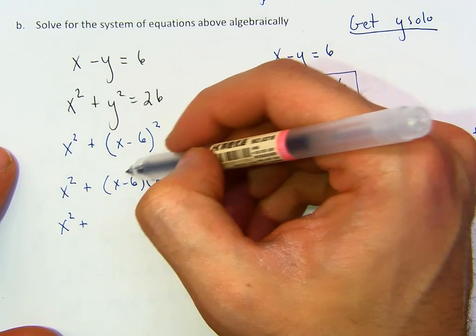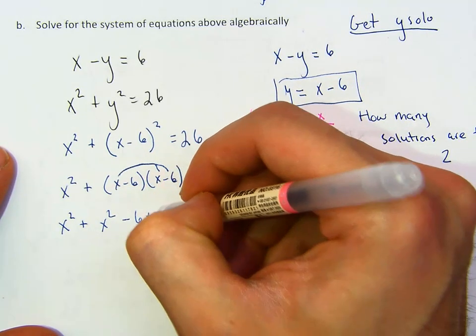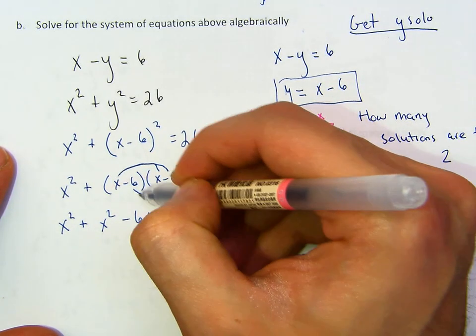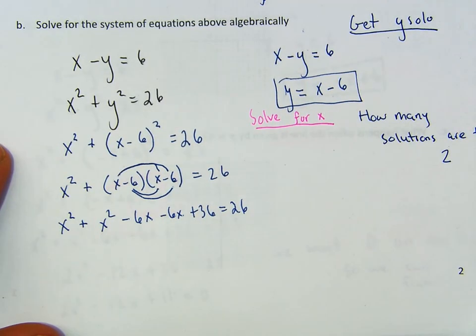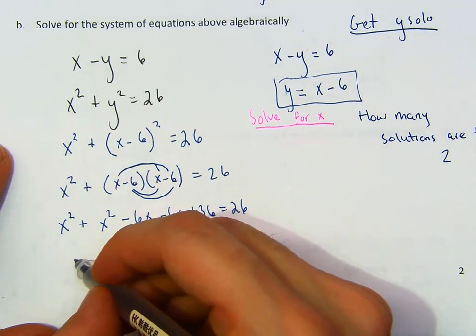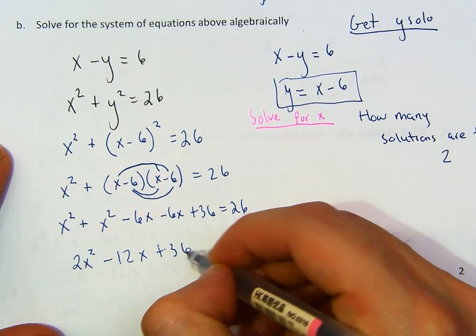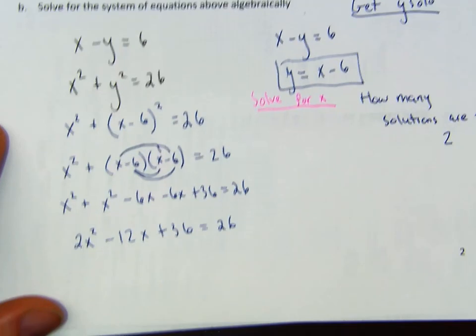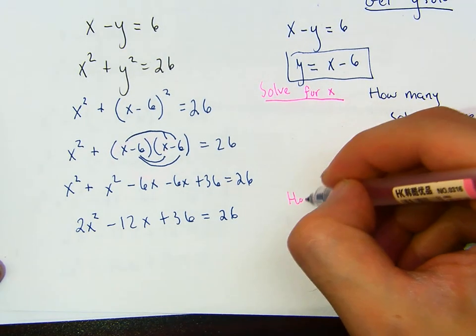X times x, x squared. X times minus 6 is minus 6x. Minus 6x, positive 36 equals 26. Okay? Then what happens here? You have 2x squared minus 12x plus 36 equals 26. Now, let's see. How do you continue?